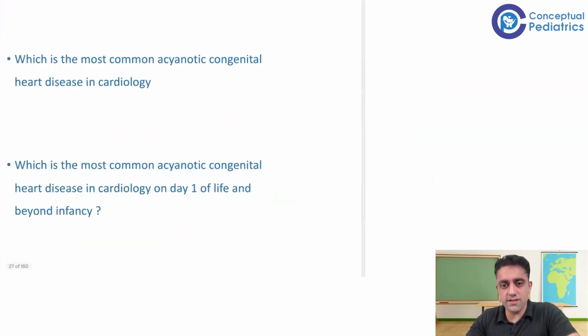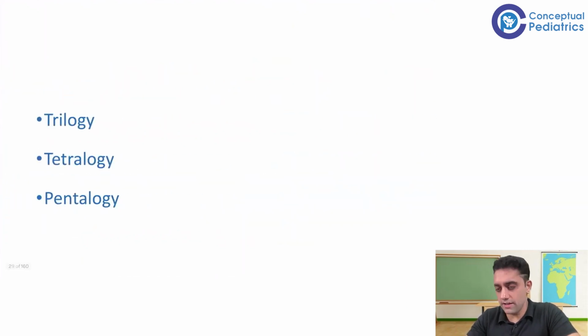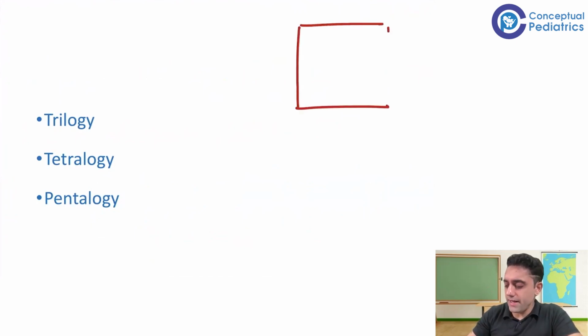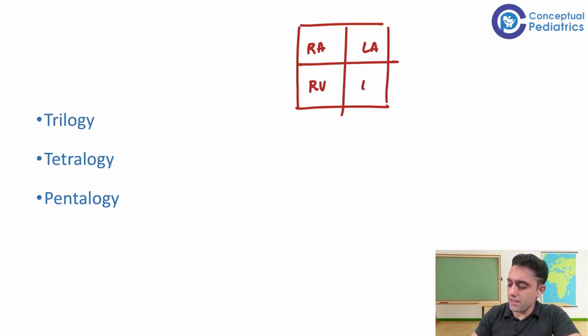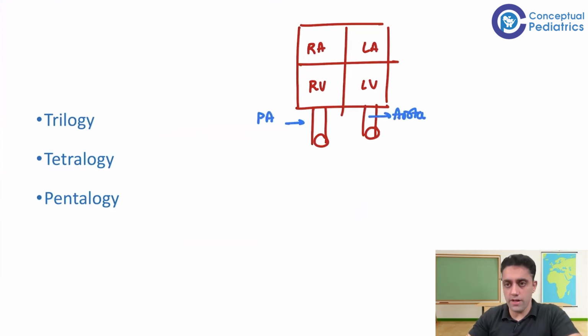So these questions, these parts, are beautifully done. Now we have trilogy, tetralogy, and pentalogy of Fallot. These three are also very basic stuff, but must know for exam purposes. We have the four-chambered structure of the heart: right atrium, right ventricle, left atrium, left ventricle. This is the pulmonary artery, and this is the aorta.